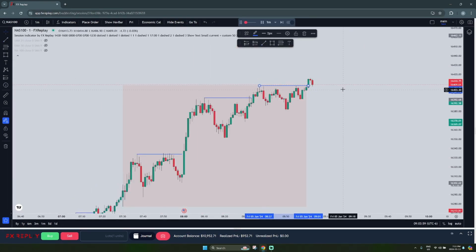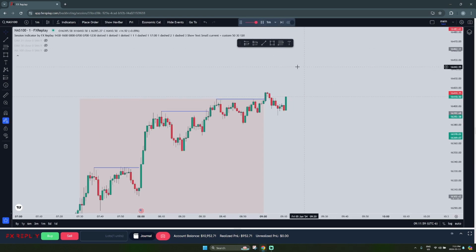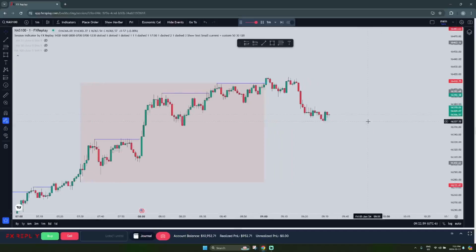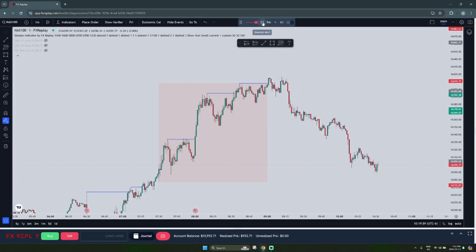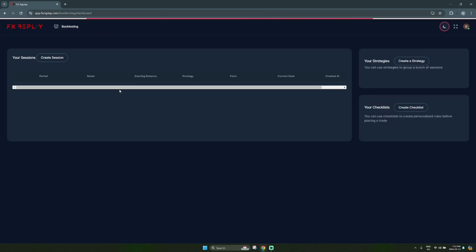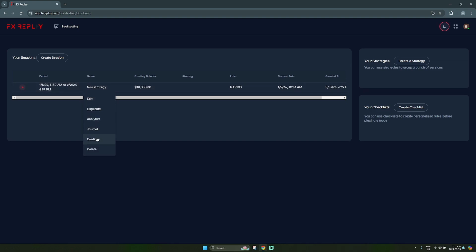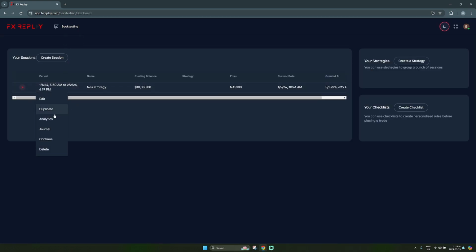We got a break. Let's see what happens here. Let's just play this out a little bit. So it looks like, yeah, price is breaking down. But anyways, that's how I trade. That's exactly how I trade live. Nas100 only, M1 chart only. Super simple.